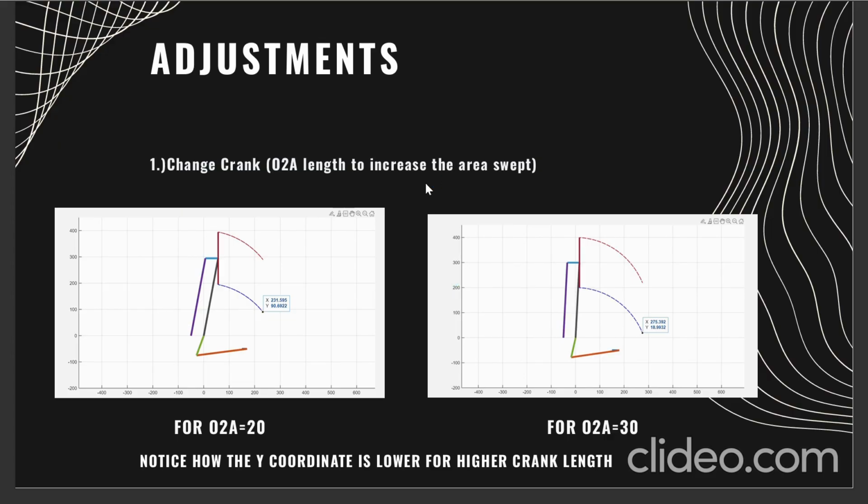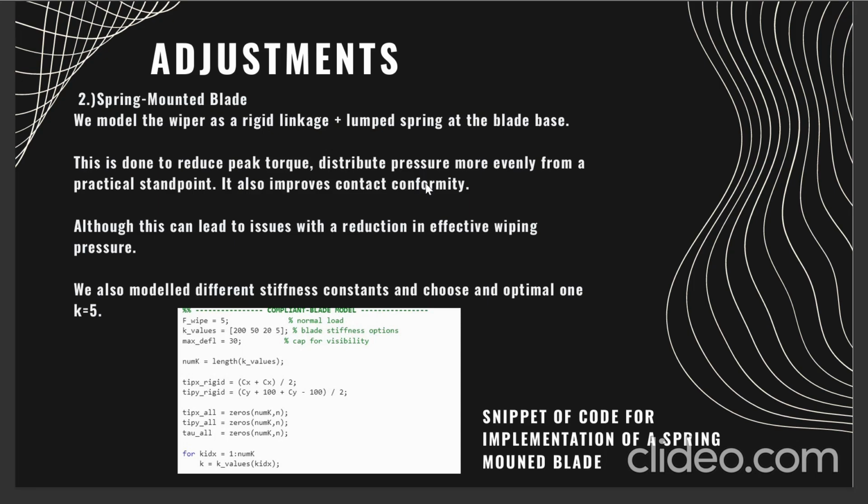My name is Javeer. Now, let's look at the second adjustment we made, which is spring-mounted blade, which replicates real wiper systems. A rigid mounting would cause uneven pressure and poor contact on a curved windshield. To fix this, we modeled the blade with a spring of stiffness K, and after testing different values, K equals 5 gave the best performance.